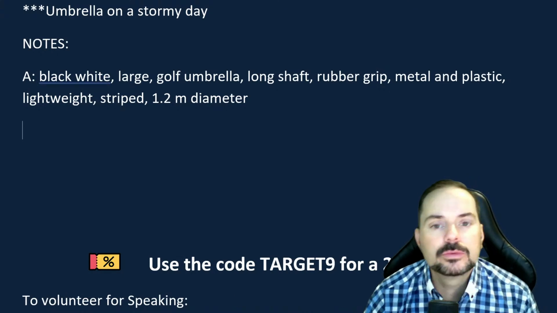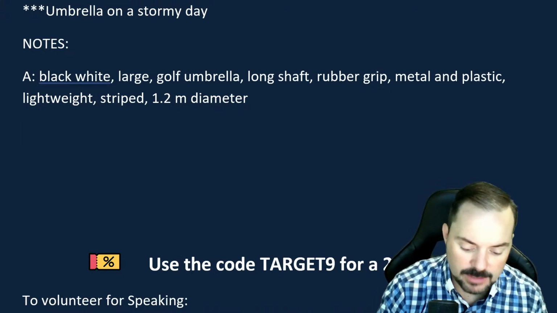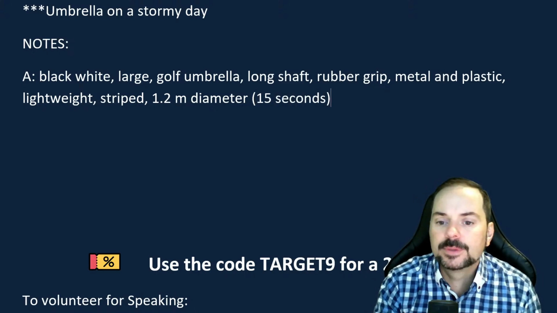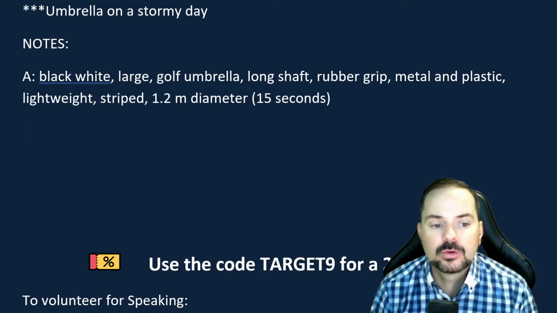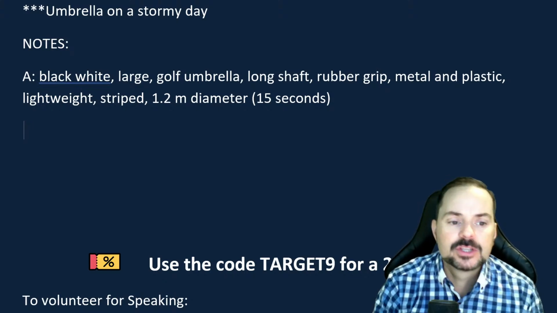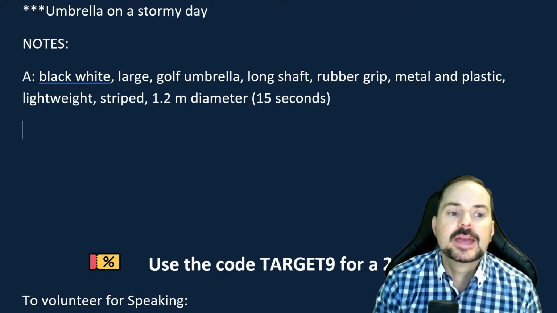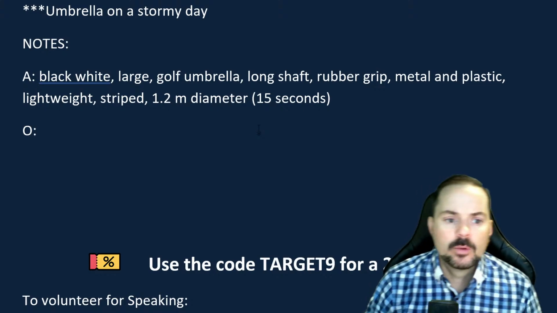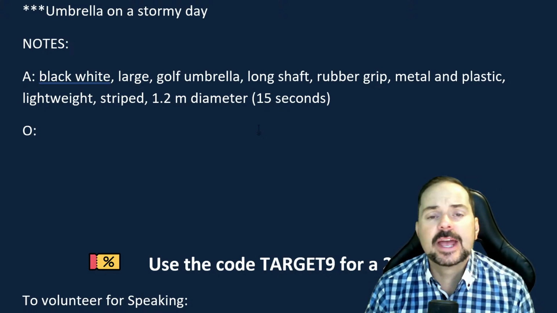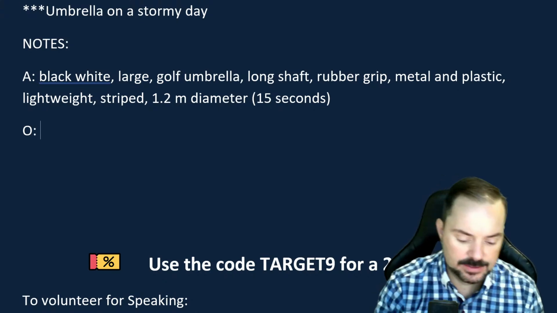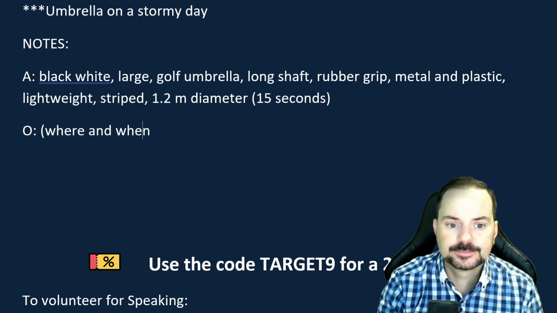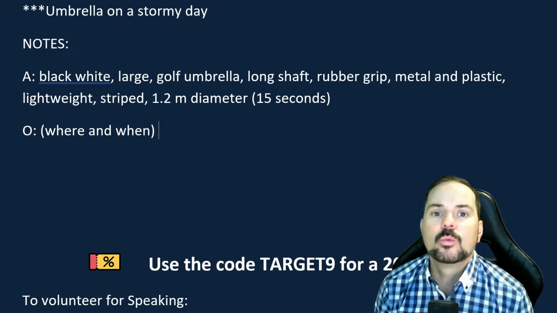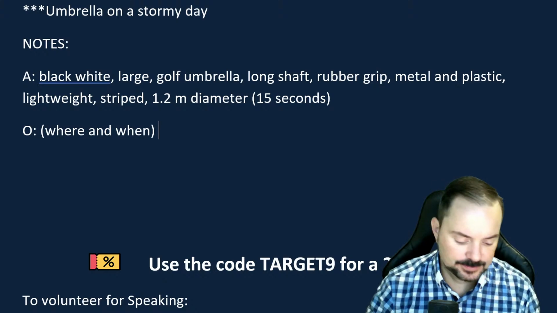Now, the appearance, don't spend too much time talking about what it looks like, because then you won't have enough time to talk about the rest of the questions, which is very important. So we talk about the appearance, and then we talk about its origin. So when you think about the origin, think about where and when, right? So where and when. So where did I get this umbrella from? When did I get this umbrella?